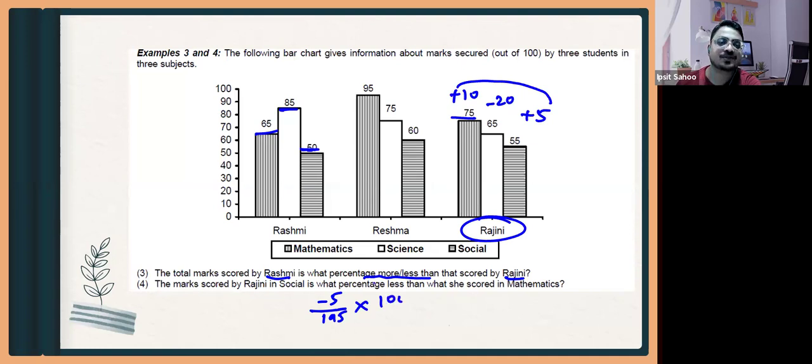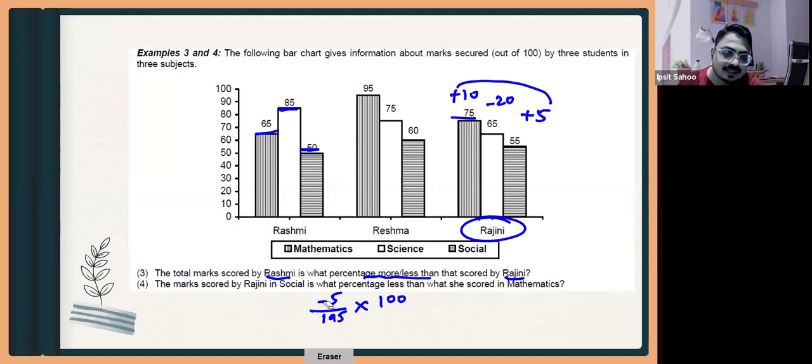This into 100. Can all of you convert this into percentage? Just tell me whether you can do this or not, and tell me after calculating how much you are getting. You can get this. No, that is not correct.